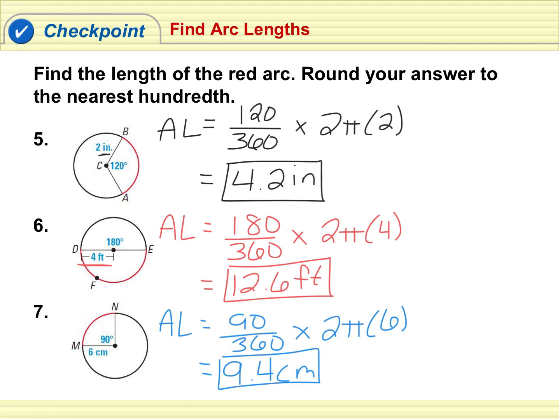Okay, I want to look at number 6 real quick. This 12.6 arc length is right here. What's the other side? Why do you say the same thing? Because it's half. 180 is half of 360. What's this line right here called? Diameter. Yep. Good. Questions on arc length? Okay.